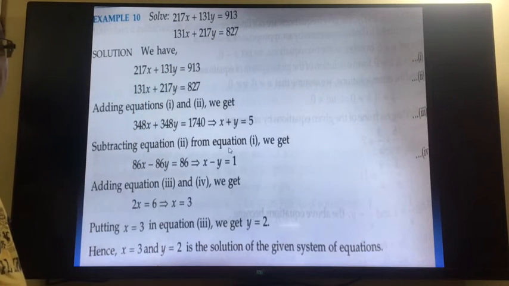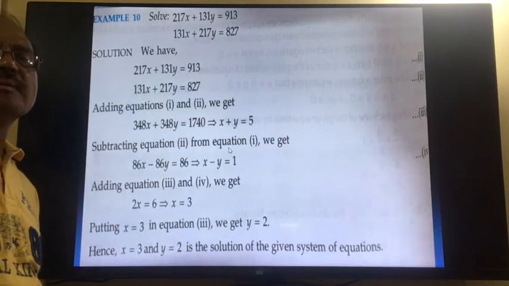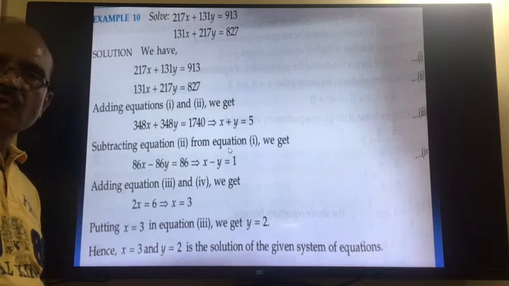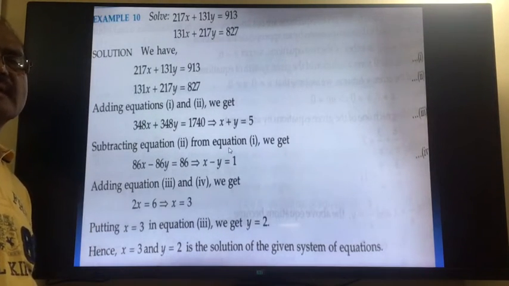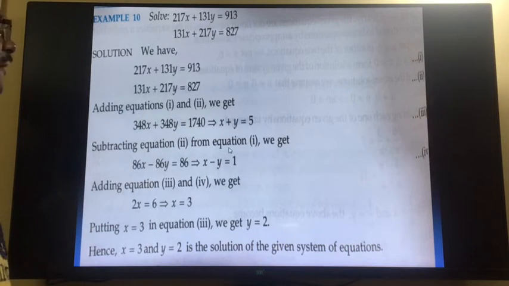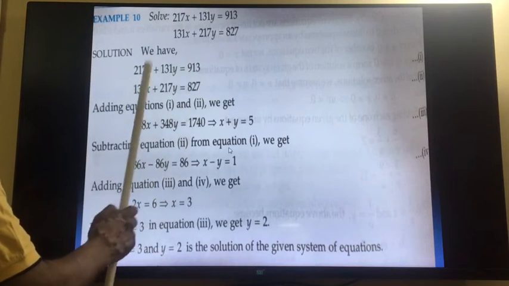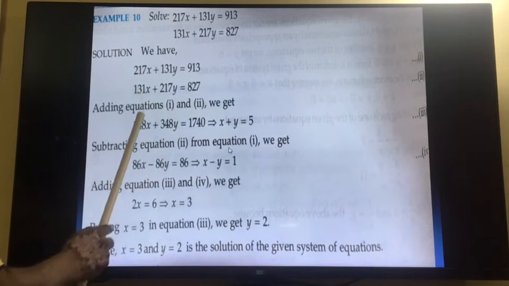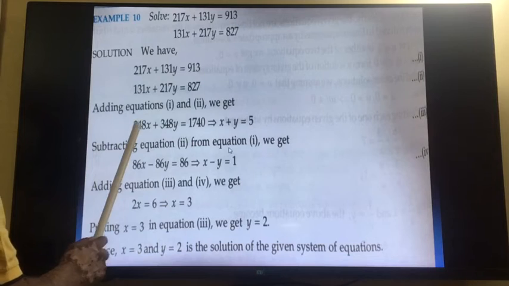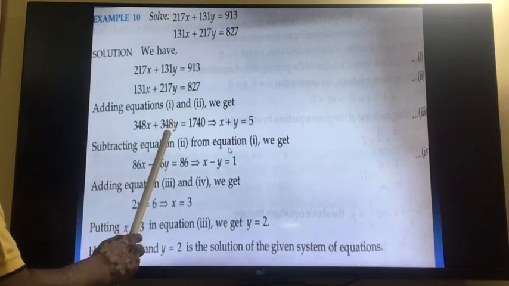So if you are getting this type of situation, then always one time you add the equations and get the third equation, and one time you subtract the equations and get the fourth equation. By doing this you will get the third and fourth equations, and these will be very easy equations, and we can solve them very easily. So you see, first equation and second equation, after adding we will get 217 plus 131 is equal to 348x, plus here 131 plus 217 will be 348y.